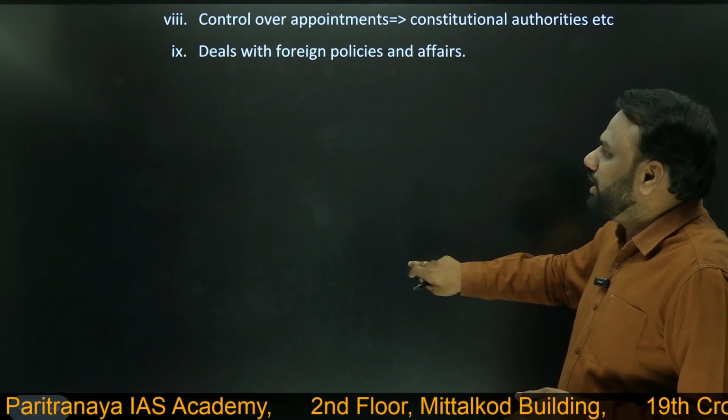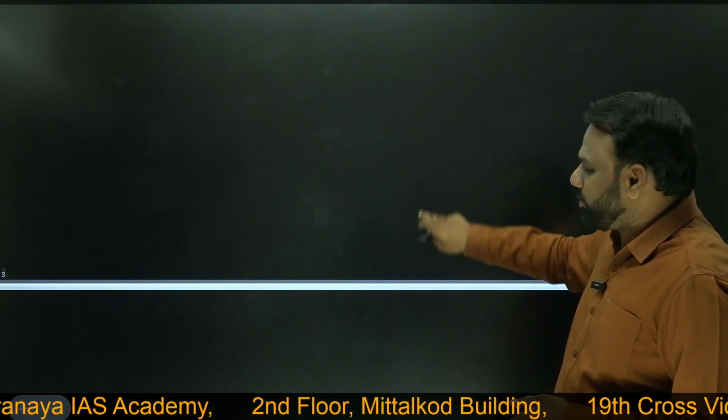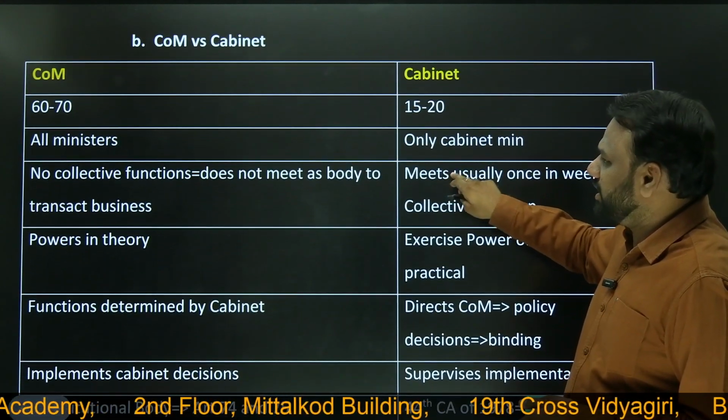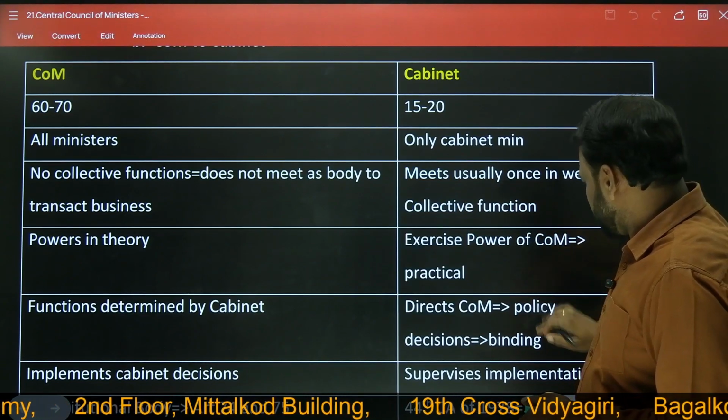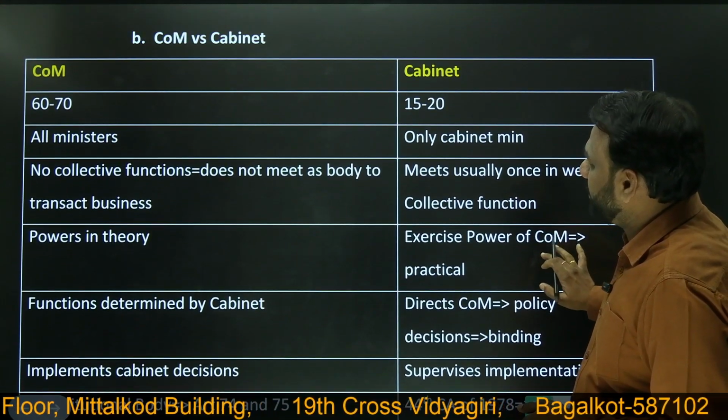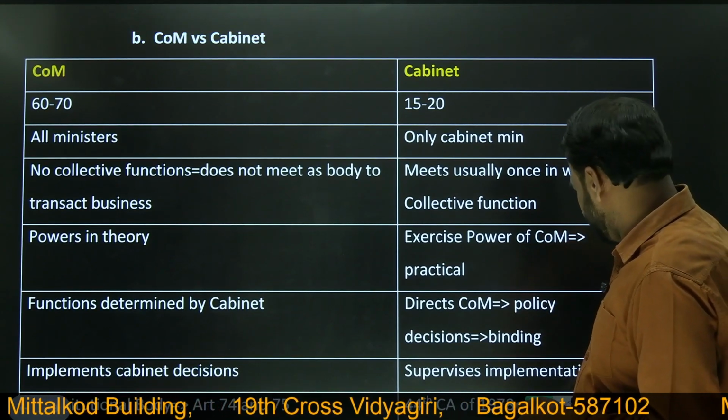It means with which nation what kind of relationship has to be maintained. Okay, maintained. Next, whatever we have discussed, we shall summarize it. So, cabinet and council of ministers: council of ministers versus cabinet.